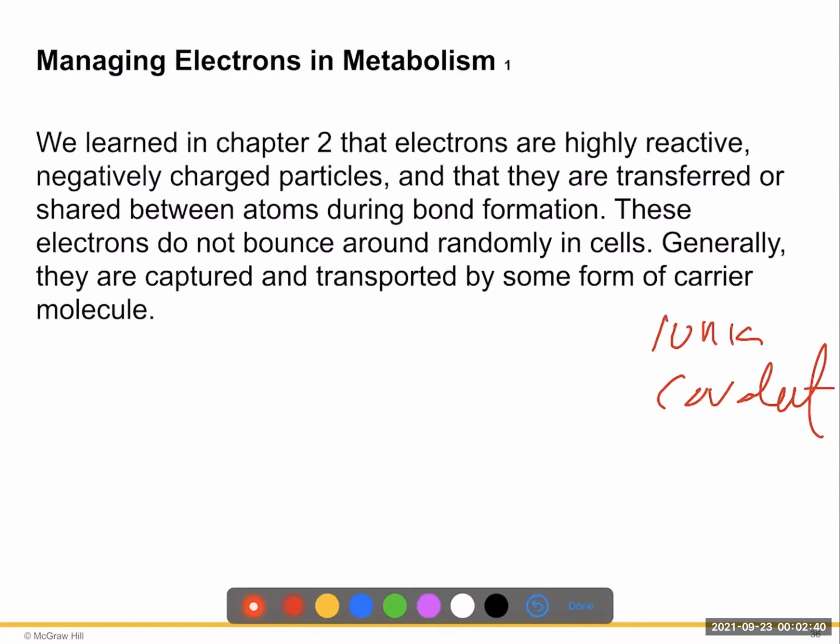Okay. These electrons do not bounce around randomly themselves. They're located in specific areas. They're captured and transported with some form of carrier molecule. We use NAD and FAD, well, NADH and FADH2, to carry electrons by bonding to the hydrogens. That's what we use in the body. They're going to transport these electrons.